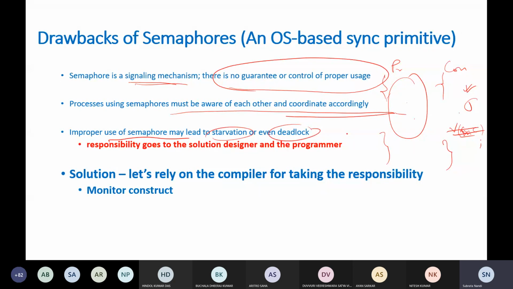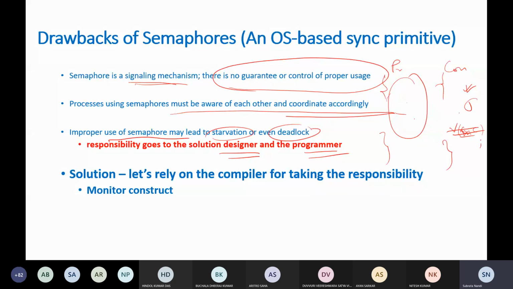So semaphore does not guarantee that there will be no deadlock. It is up to you. Semaphore is just a construct. You are given the ability to control shared access and to make it starvation and deadlock free. But how you do it, it's up to you. The responsibility lies entirely on the designer of the solution and the programmer of the solution. In the case of the dining philosophers, it appeared to be very simple, and we wrote it and we found that it ended up in a deadlock situation.